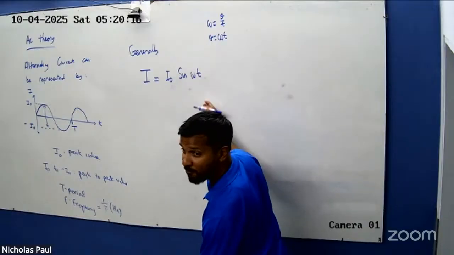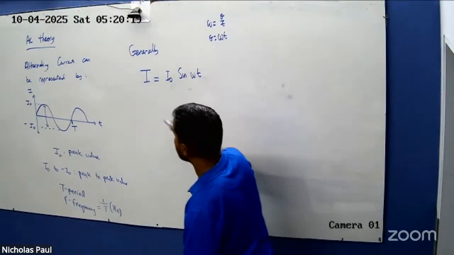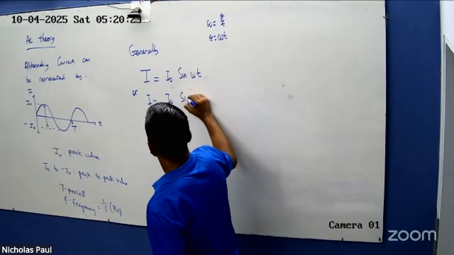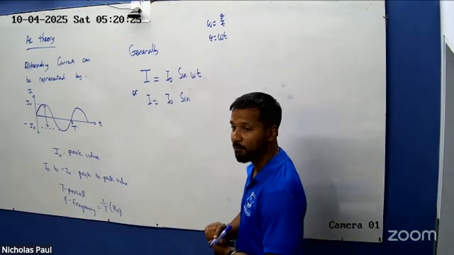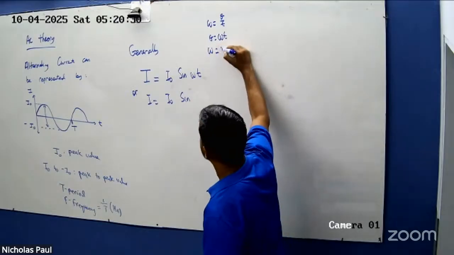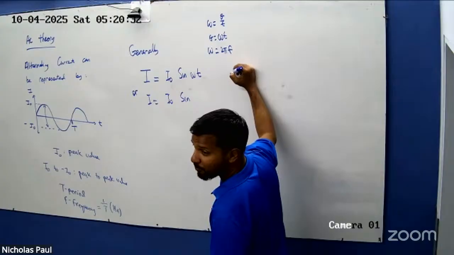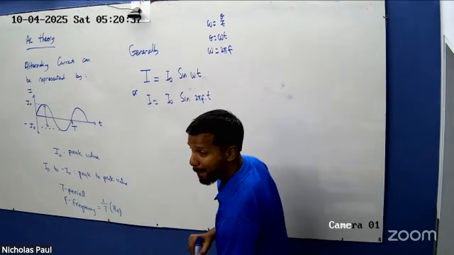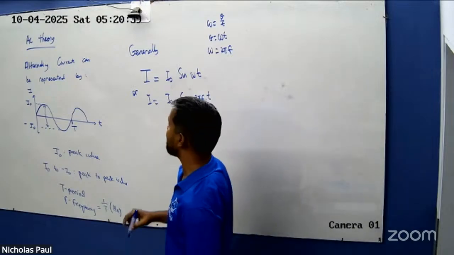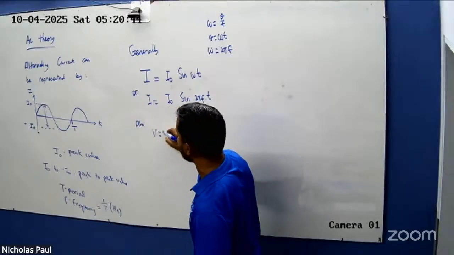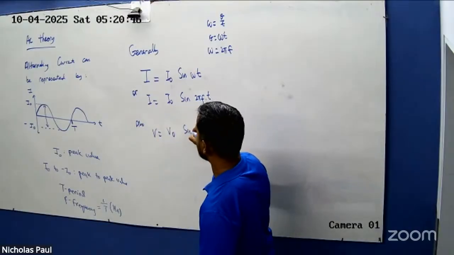Anybody remember that from simple harmonic motion? What's omega again, Olivia? Omega is also 2 pi f. So it will be 2 pi f t. That is your equation generally. Remember, it could also be the same thing for voltage: V is equal to V naught sine 2 pi f t.